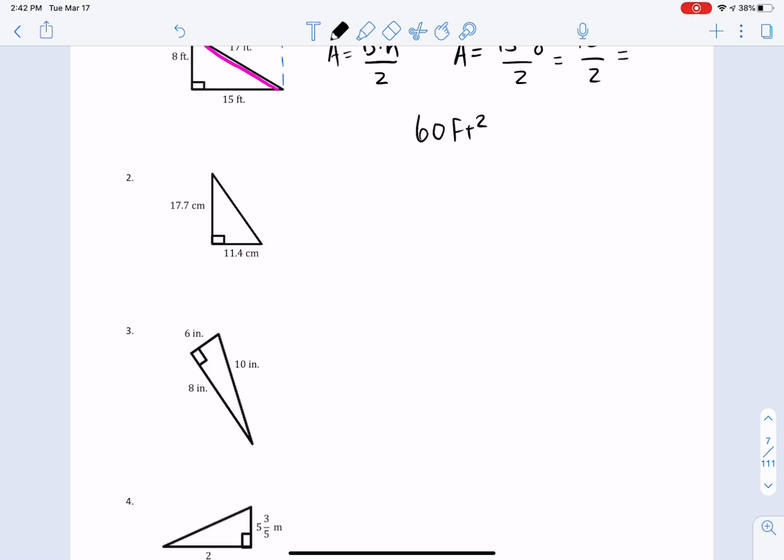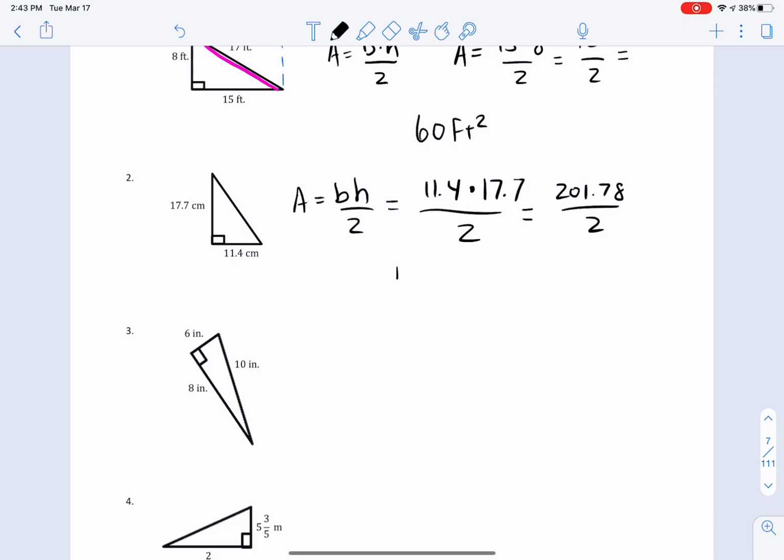So for question number 2, once again, area equals base times height divided by 2. So the base is 11.4. The height is 17.7, and then I'm going to multiply those and divide by 2. So with my calculator, 11.4 times 17.7 equals 201.78. And then I'm going to divide that by 2 on the calculator, and I get 100.89. So 100.89 square centimeters.